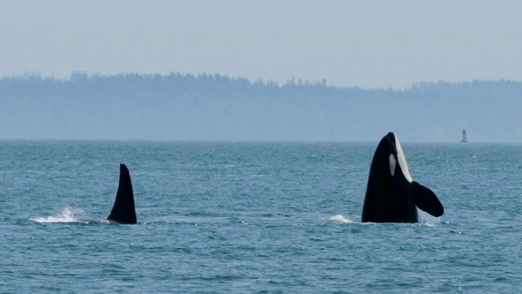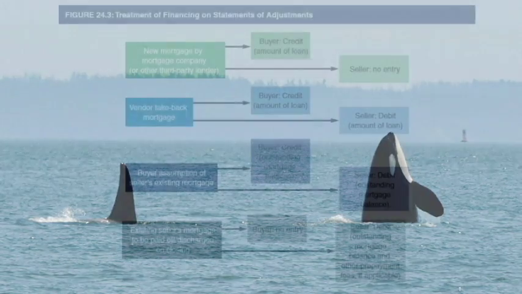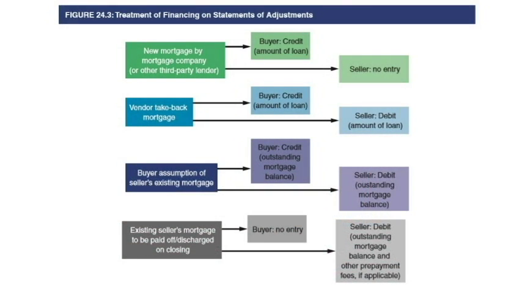Now on page 2414, we have Figure 24.3, treatment of financing on statements of adjustments. All right, here. So there's this diagram here.